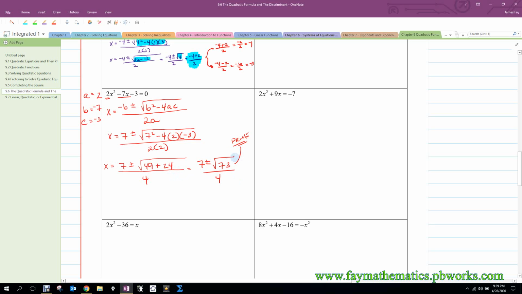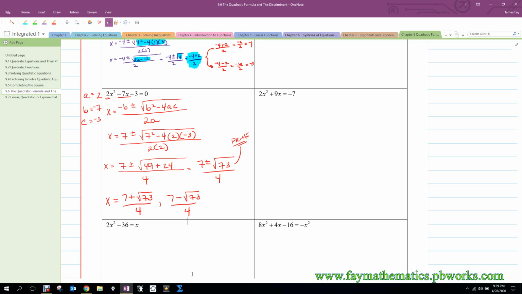Chapter 10 is we're going to talk about how to do square roots in chapter 10. But what we would do here is that we could do one of two things. We can say our answer is 7 plus root 73 over 4, and 7 minus root 73 over 4. And that's an exact answer because there's no rounding here, there's no decimals, nothing like that.